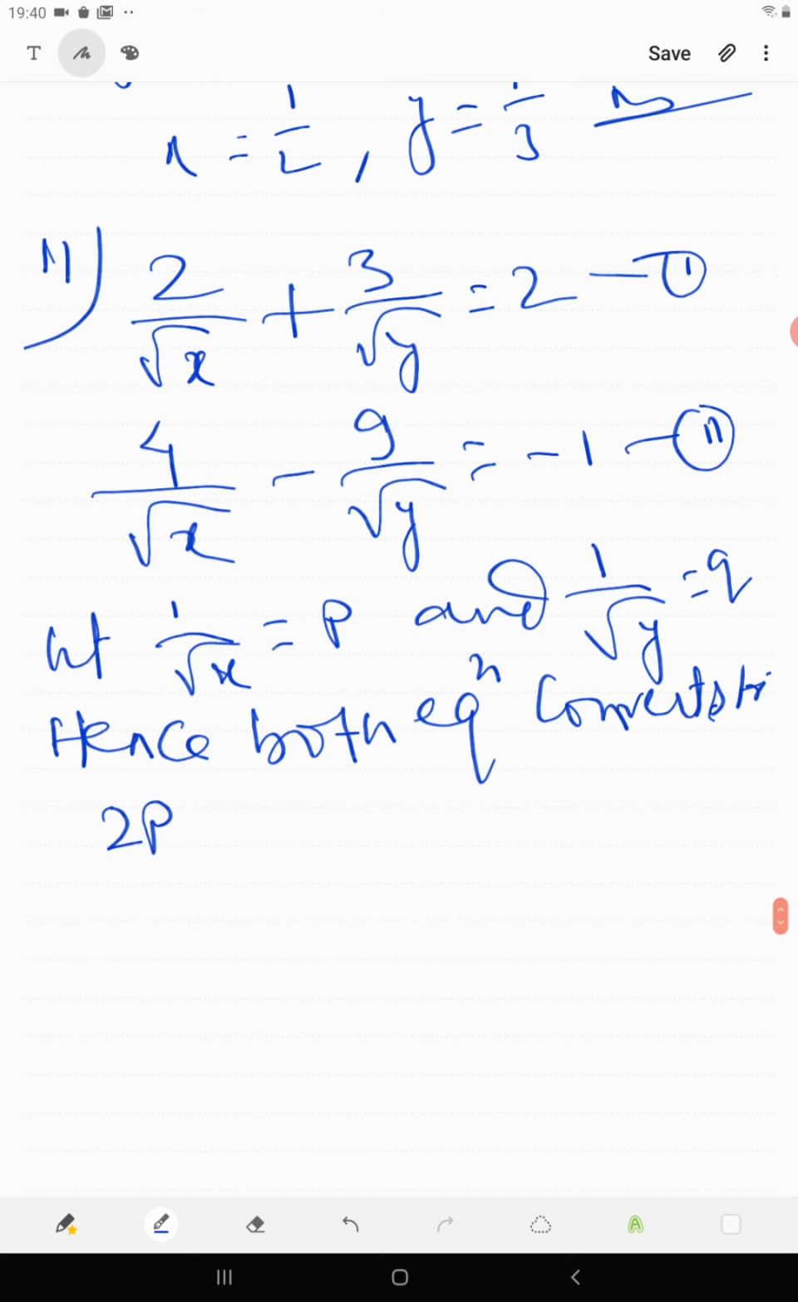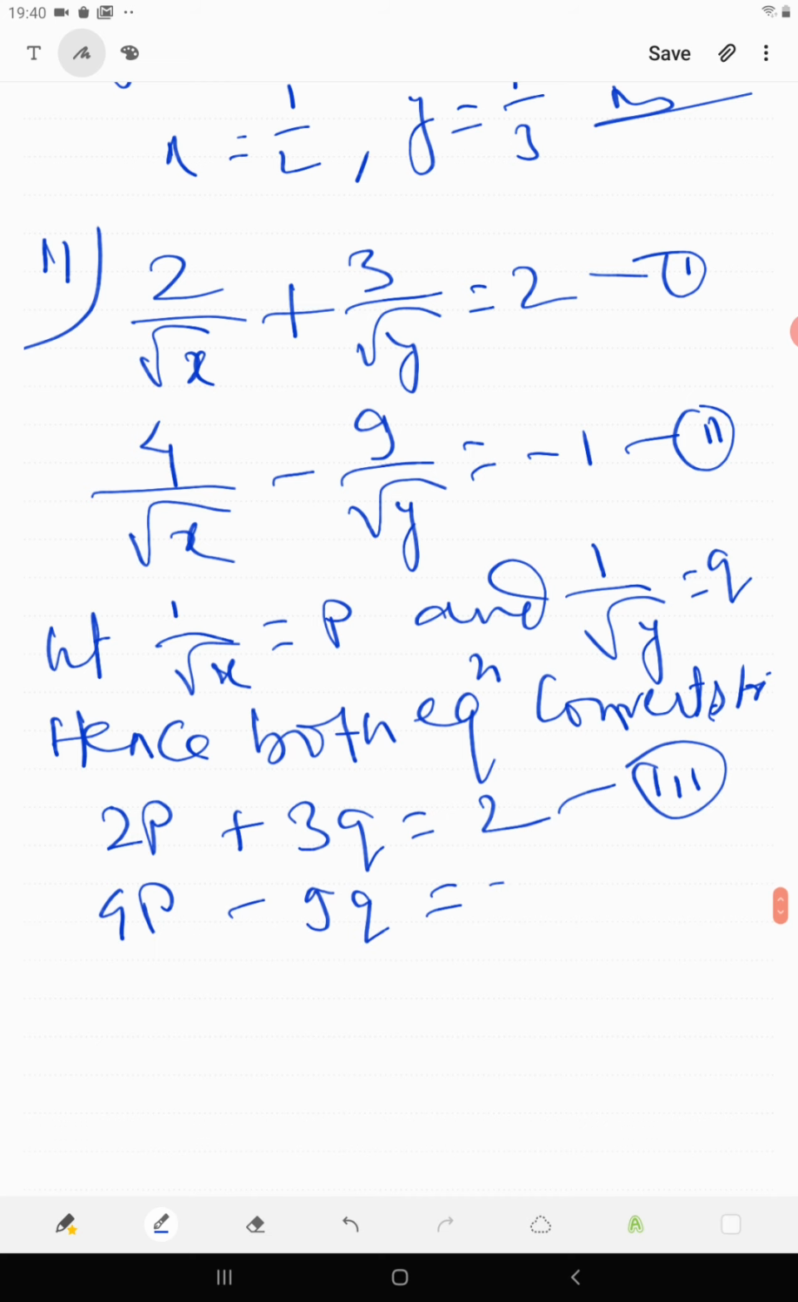2p plus 3q equals 2. This is our third equation. And next will be 4p minus 9q equals minus 1. This is our equation 4.